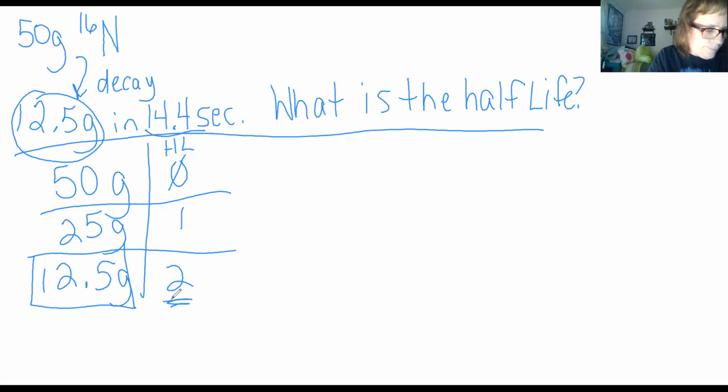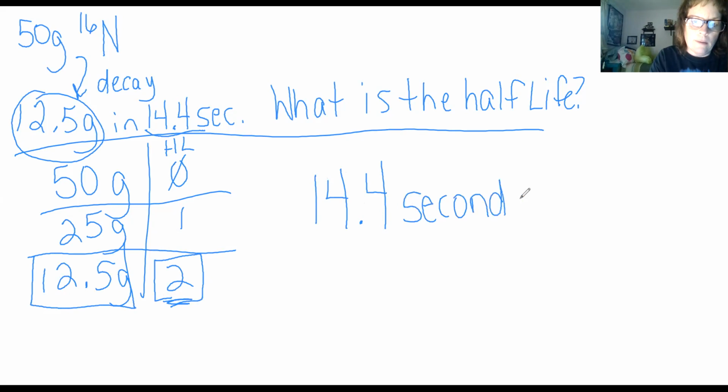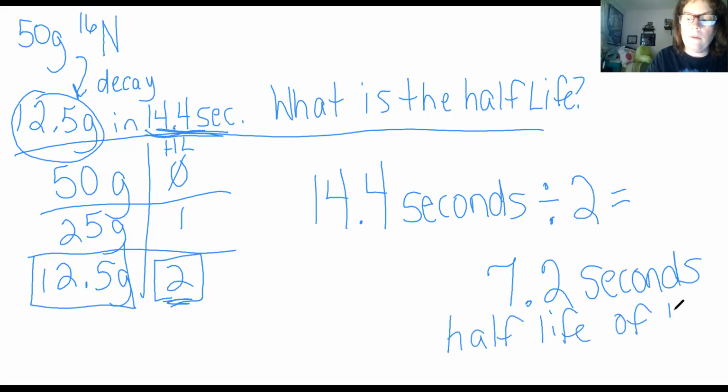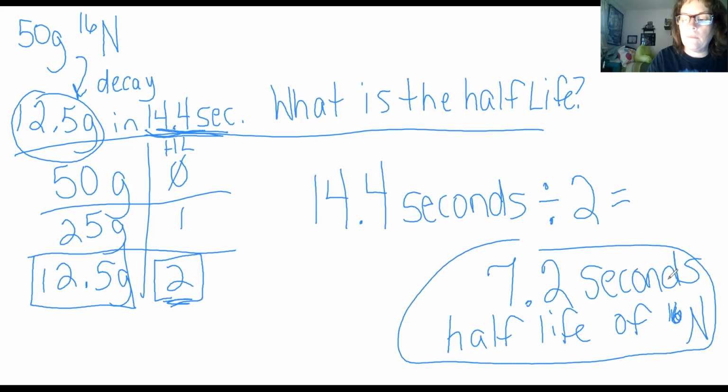All right, now we're not done because now we have 14.4 seconds. It was the amount of time that went by. Okay, right there. And we know that there were 2 half-lives, so let's divide that by 2. And that gives you 7.2 seconds. Okay, that's the half-life of nitrogen-16. That's a 6, by the way.